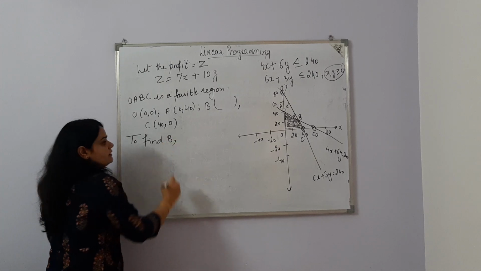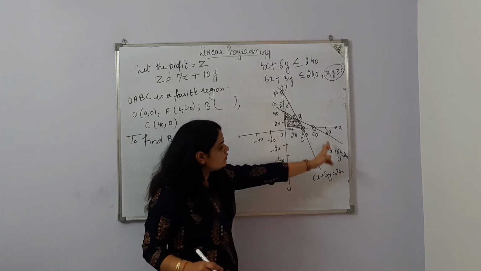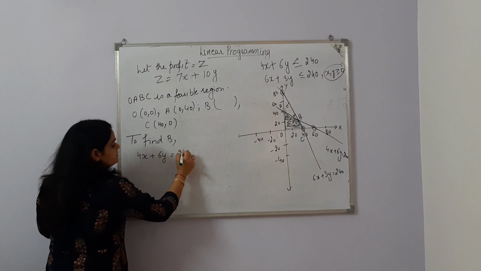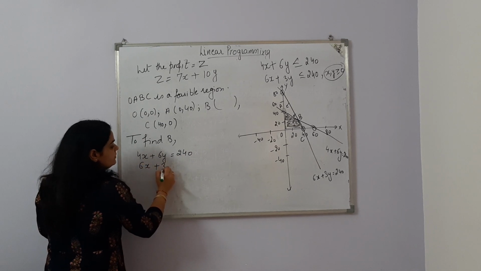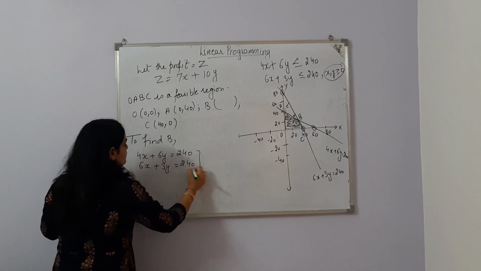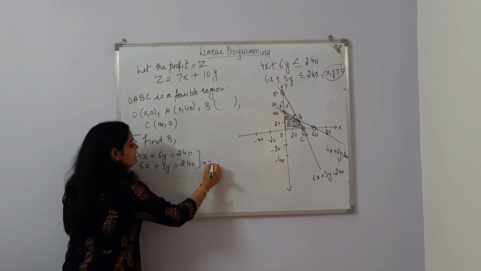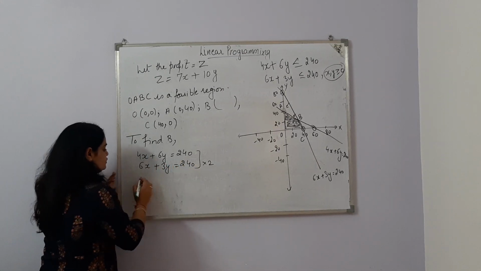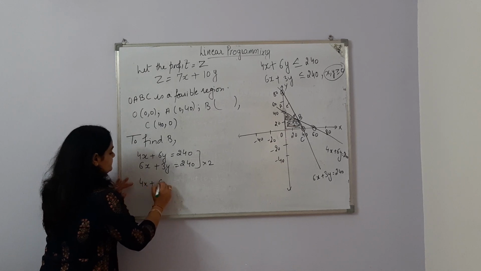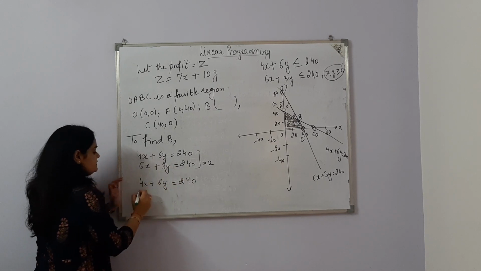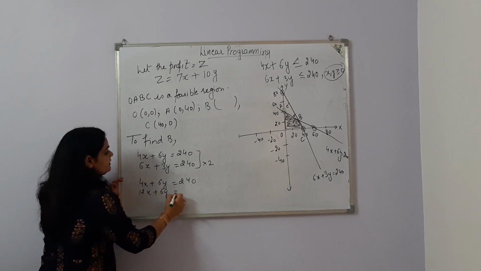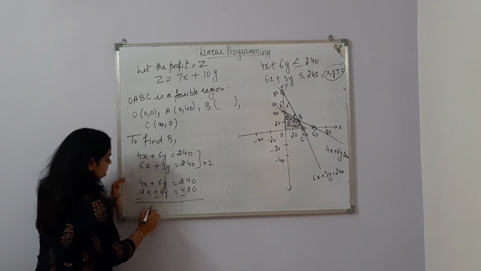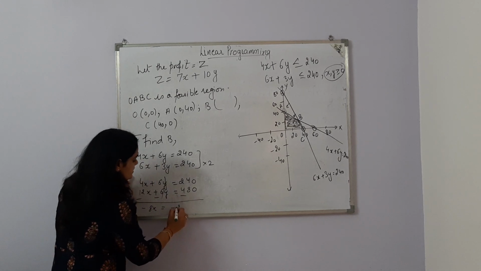To find B, this is the intersection point of both lines. The lines are 4x plus 6y equals 240, and 6x plus 3y equals 240. I am using the elimination method here. If I multiply the second equation by 2, then I'll get 12x plus 6y equals 480, and subtracting gives minus 8x equals minus 240.